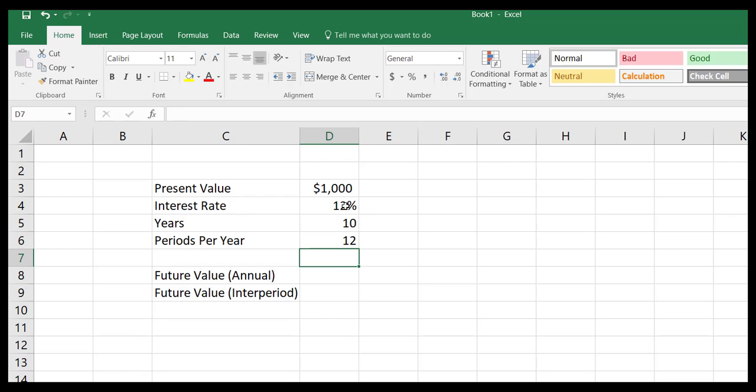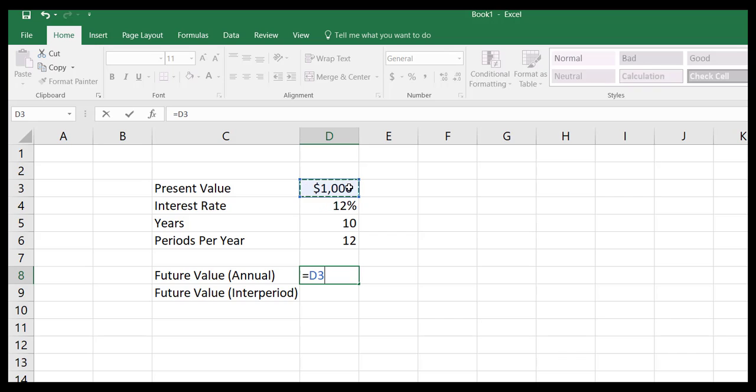So what I'd like to do is enter my formula for calculating the future value when I just compound one time a year, the annual compounding. So we type an equal sign in Microsoft Excel in order to demonstrate to Excel that we're going to be giving it a formula or an equation to work with. And we're going to click on the present value of the investment, the $1,000.